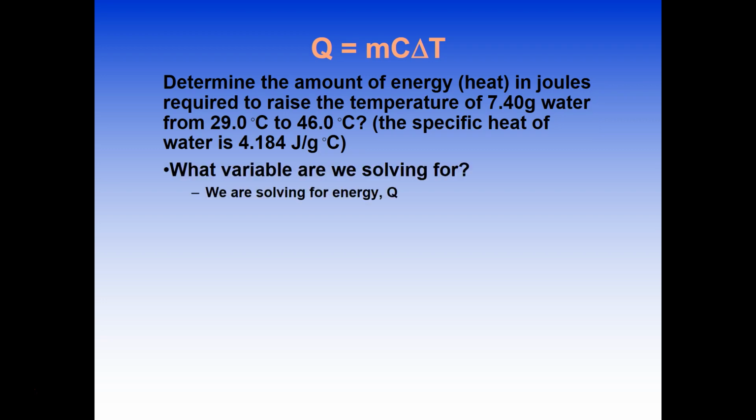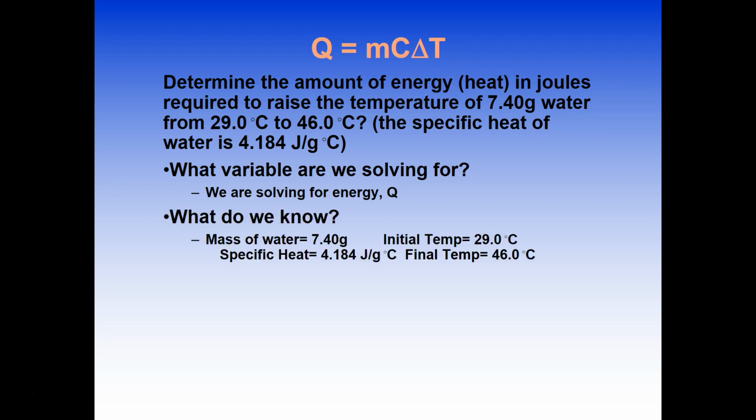So what variable are we looking for? We are trying to solve for Q, and we know that because it asks us to solve for energy. So Q is always energy. What information do we know? Well, we know the mass of the water, our M, 7.40 grams. We know the specific heat of water. We were told that right up there. We know our initial temperature, 29.0, and we know our final temperature, 46.0. So we know everything we need except for Q.